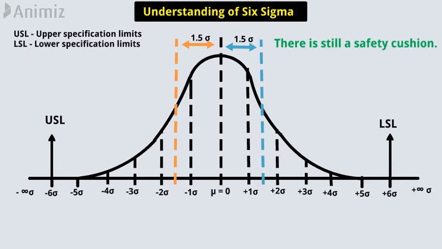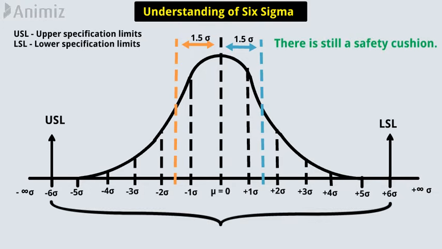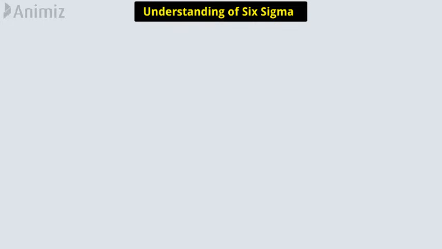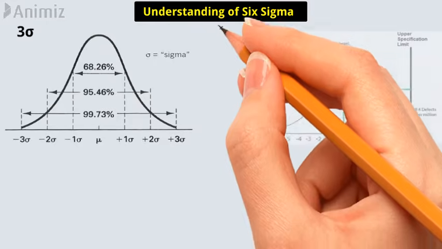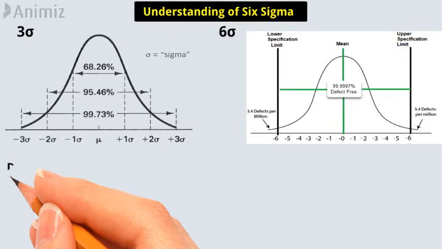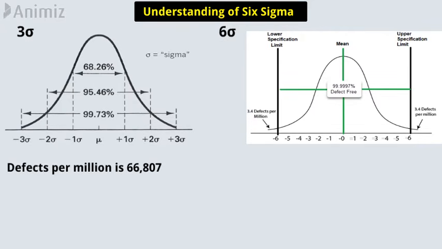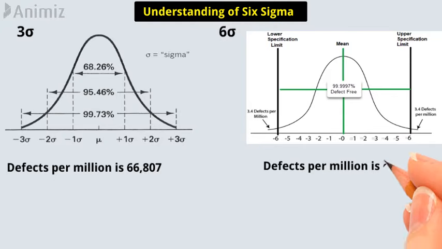a safety caution. If your process is behaving between 6 sigma, that means your upper and lower specification limits are at 6 sigma, you will be able to produce less than 3.4 defects per 1 million parts. If I make a comparison between 3 sigma and 6 sigma, we can see defects per million is 66,807 in the case of 3 sigma, and defects per million are only 3.4 with 6 sigma.